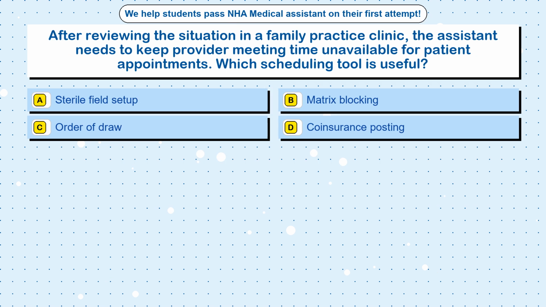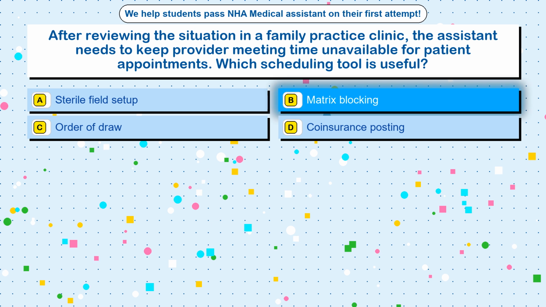Question 56. After reviewing the situation in a family practice clinic, the assistant needs to keep provider meeting time unavailable for patient appointments. Which scheduling tool is useful? Option A, sterile field setup. Option B, matrix blocking. Option C, order of draw. Option D, coinsurance posting. The correct answer is option B, matrix blocking.